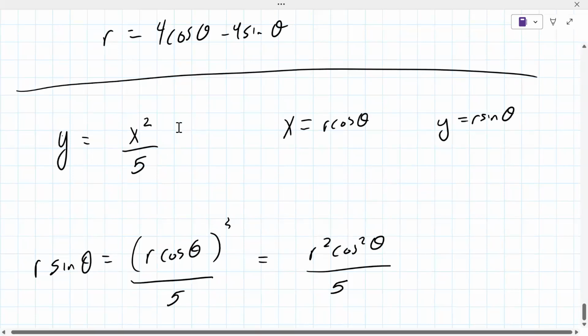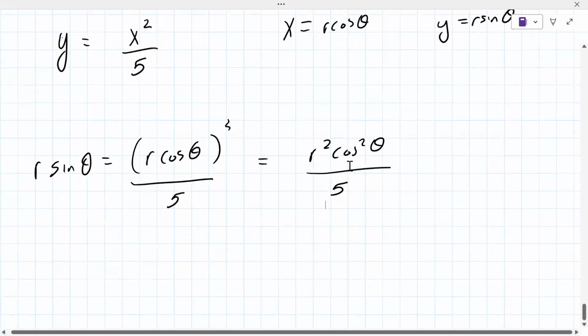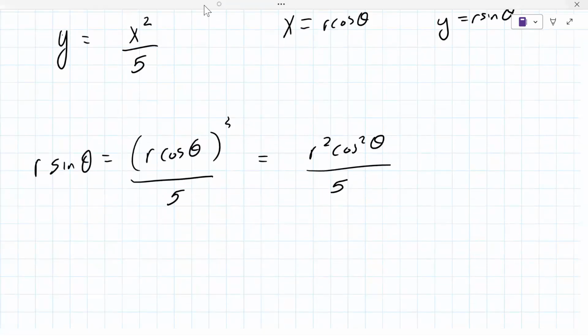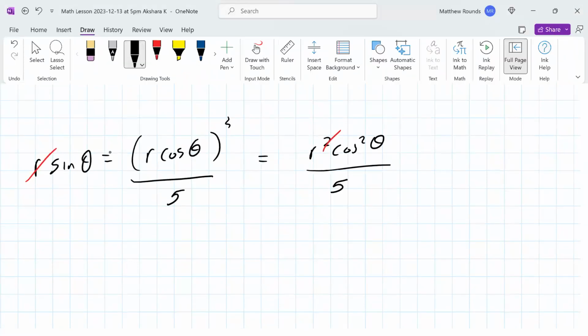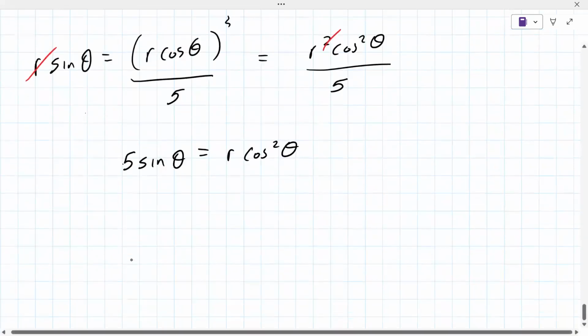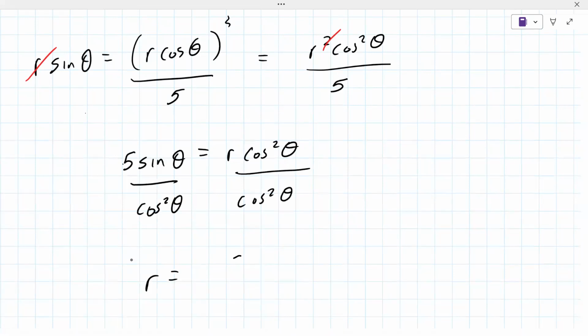Yeah. And then the question might be like, well, what do we do from here? You want to get r on one side. There's an r on both sides, so you can cancel it out. r cancels with r. So now it looks like this, and I'm going to move the 5 to the other side. So it looks like 5 sine theta equals r cosine squared theta. And so you divide by cosine squared theta, and you feel like maybe you're done.